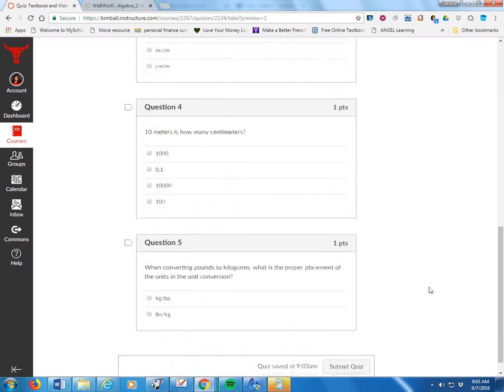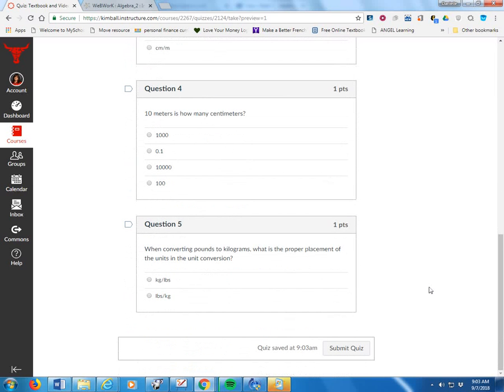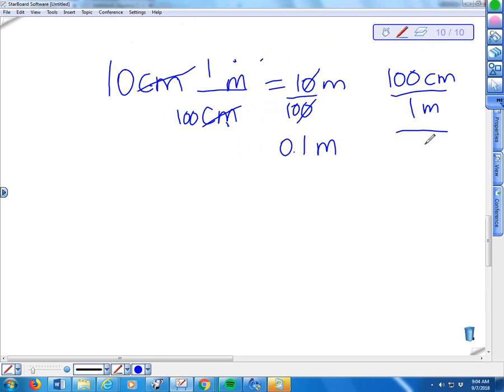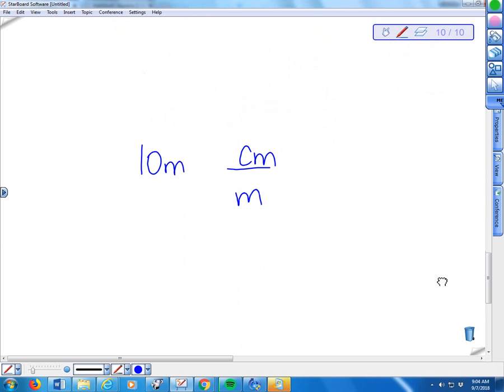Next one. So 10 meters is how many centimeters? Well, 10 meters. Meters is on top, so I want meters on bottom so they cancel. And I want centimeters on top. And we already know there's 100 centimeters in 1 meter. So I just do 10 times 100, which is 1,000.